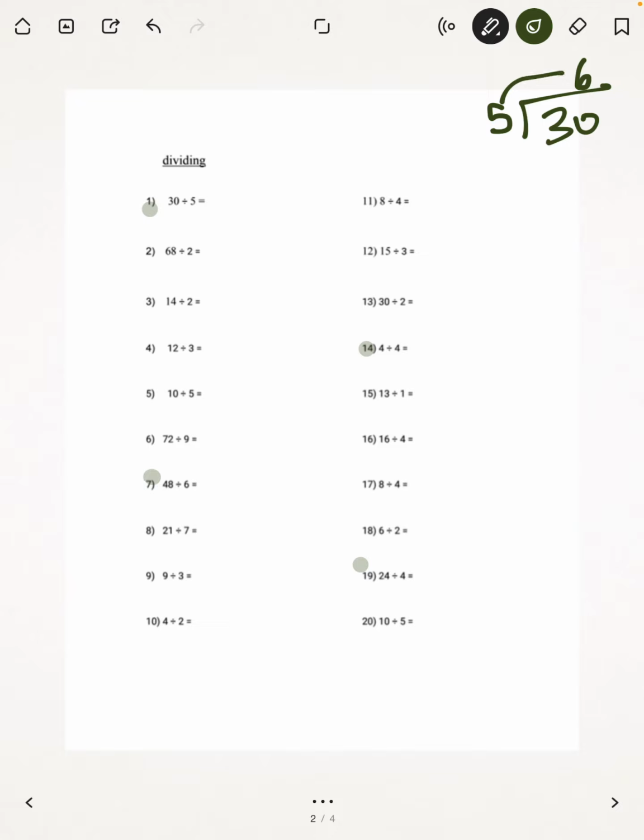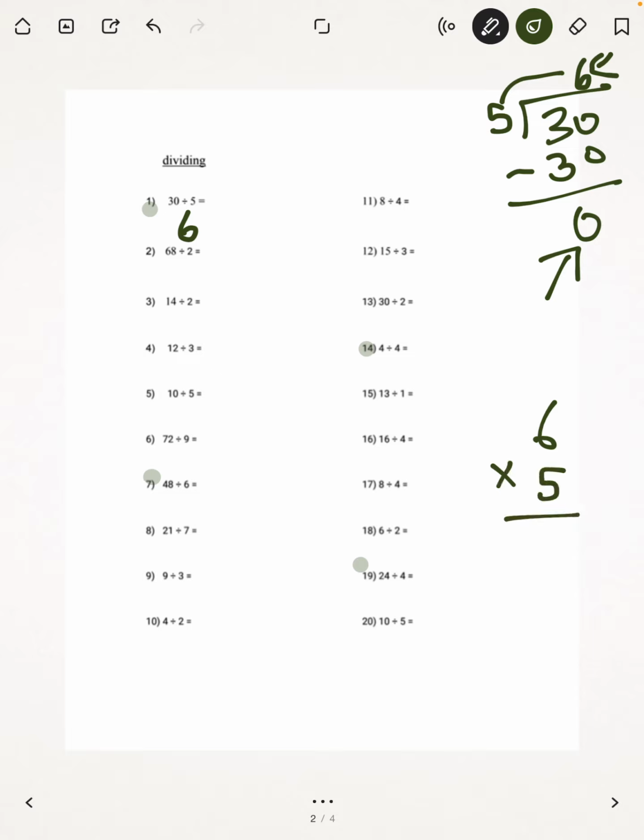You multiply these two numbers, and you write it down here. 5 times 6 equals 30. Subtract them. If you get 0 on the bottom right here, that means this top answer is your answer. So 30 divided by 5 is 6. You can also check by doing 6 times 5. And if you do that, it equals 30. That means that's the correct answer.